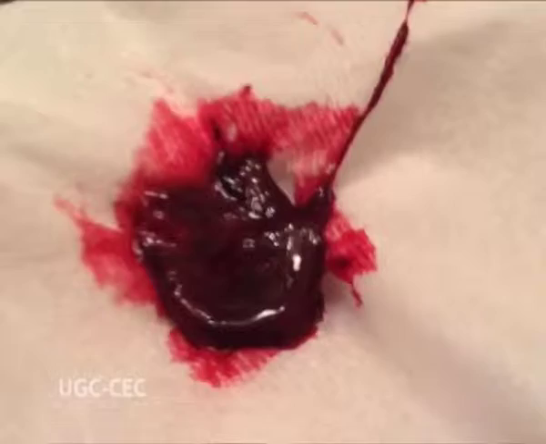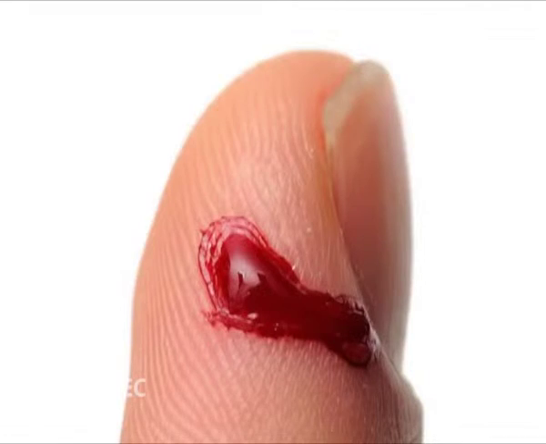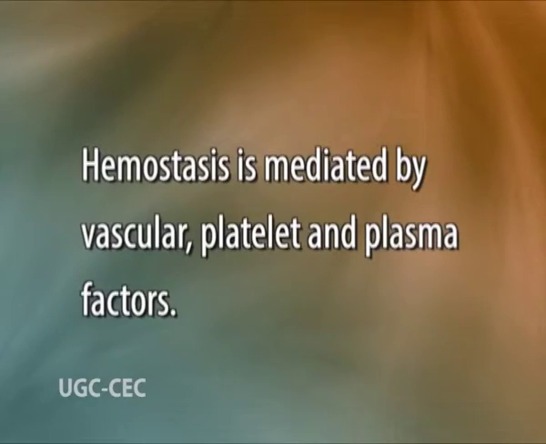Blood is an important connective tissue which flows between the different parts of the body and maintains the physiological processes of our body. At the time of injury, blood loses its fluidity and converts to a semi-solid jelly called a clot by the process of clotting of blood, or coagulation. This phenomenon to prevent blood loss, known as hemostasis, is mediated by vascular, platelet and plasma factors.